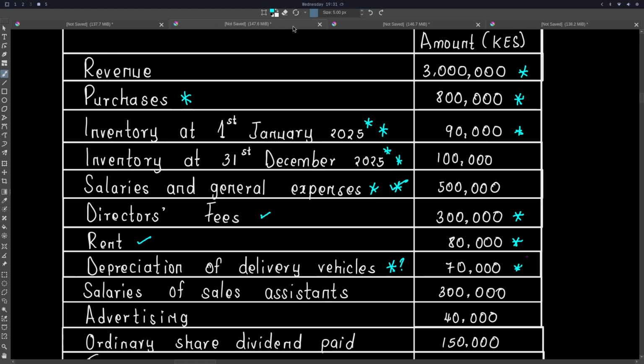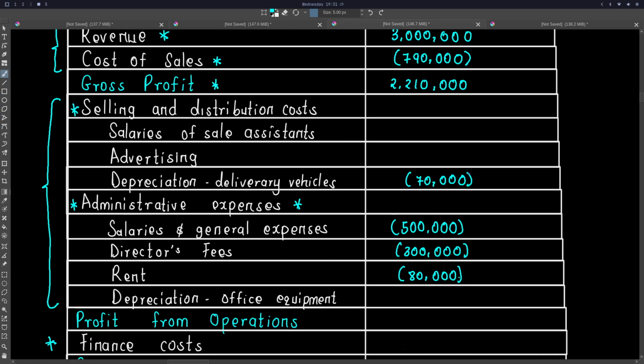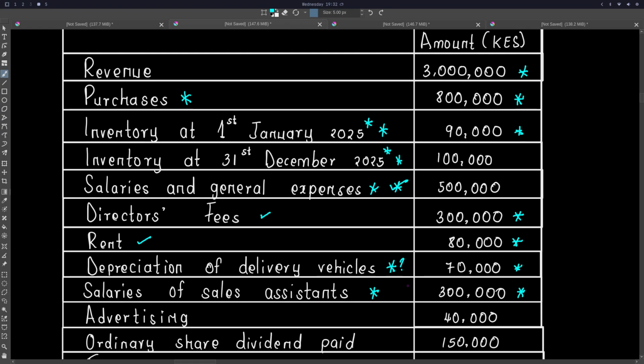70,000. Okay, then we are going to look at salaries of sales assistants. Sales assistants are the staff that are directly doing the sales. Probably they go to the restaurant and ask for contracts to supply cups. They go to offices to ask for supply to sell these cups. Okay, so their salaries are directly involved in selling of these cups. Okay, so we have 300,000. So we come and less 300,000 under selling and distribution cost.